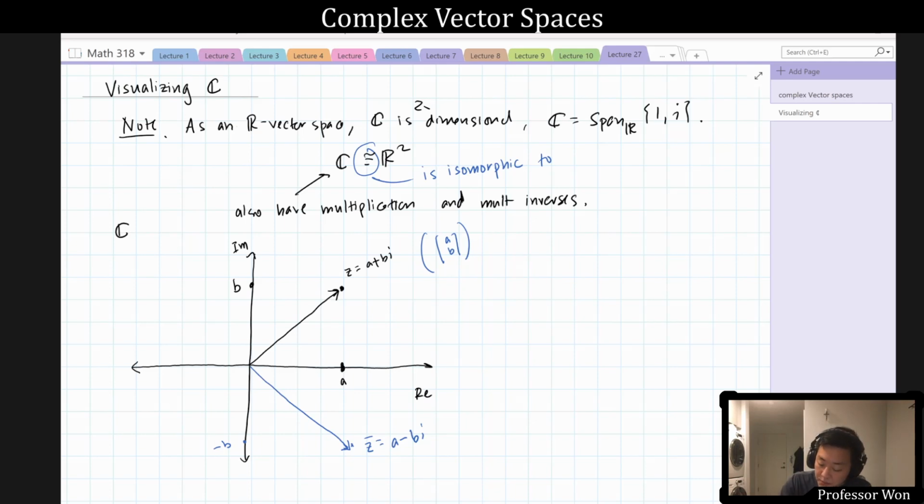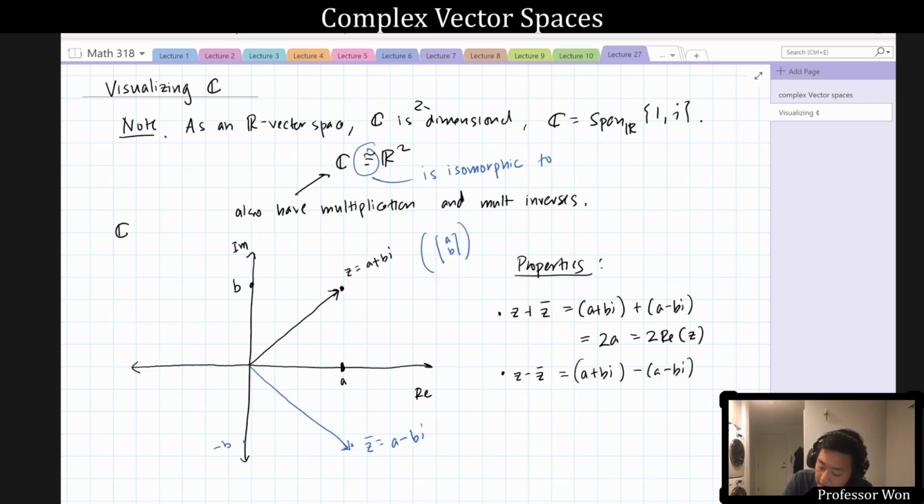But let me just point out some nice properties of complex conjugation. So if you take z plus z bar, right, that's a plus bi plus a minus bi. So you get 2a, which is 2 times the real part of z. So this is one nice way to pick out the real part of z. You add it to its conjugate. Of course, if you subtract them, z minus z bar, you get a plus bi minus a minus bi. So you get 2bi, which is 2 times the imaginary part of z.